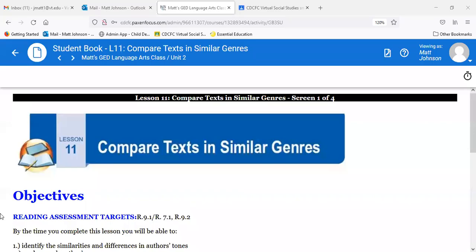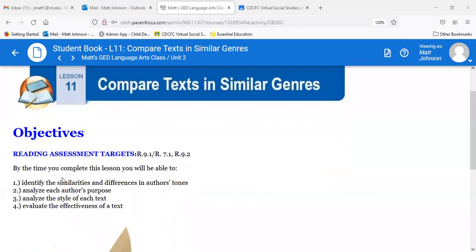In Unit 2, Lesson 11, compare text in a similar genre. So we did compare and contrast text in different formats yesterday. This will be similar formats, and similar genres as well.